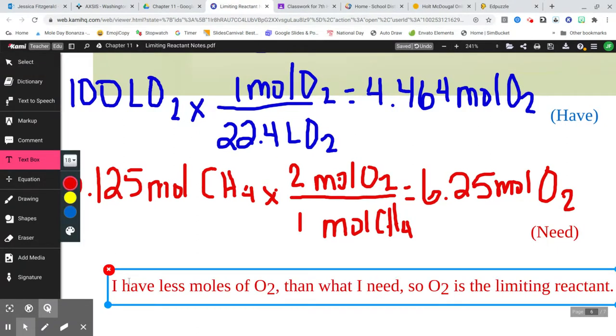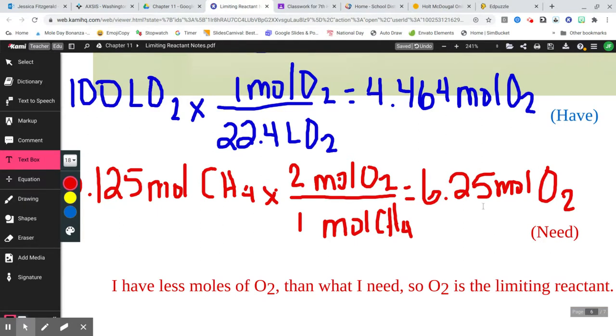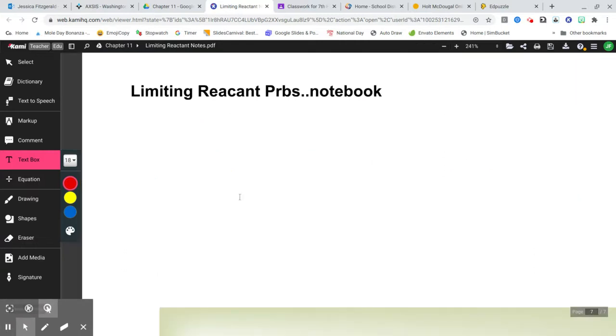Okay, so I wrote this out for you. I have less moles of oxygen than what I need. So that means that oxygen is going to be your limiting reactant. So let's just convert and compare our other one. Normally you only need to do this step once, but just to practice with that more or less part, that's the part where students have to get used to that wording.